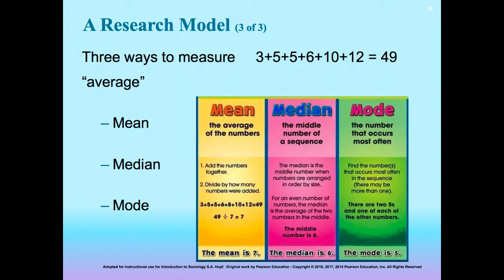The mean is the average of all numbers. Add them up, divide by how many numbers were added, and that's your mean. The median is the middle number, and the mode is the number that occurs the most. For this number sequence, you see that the average is different depending on whether you are using the mean, the median, or the mode.